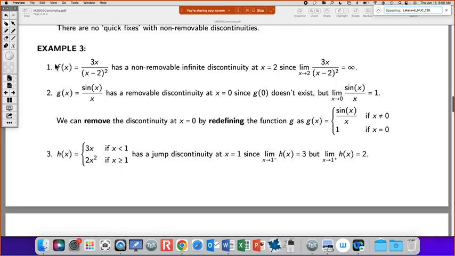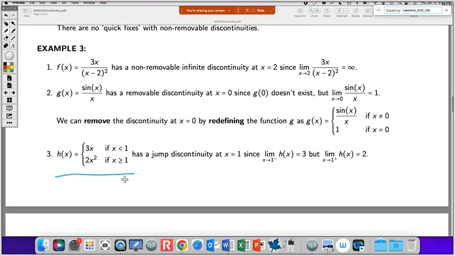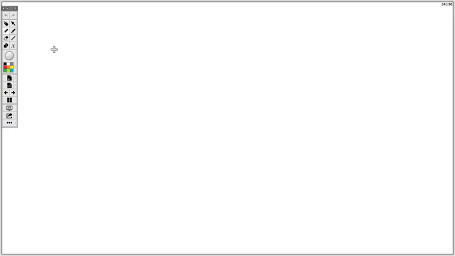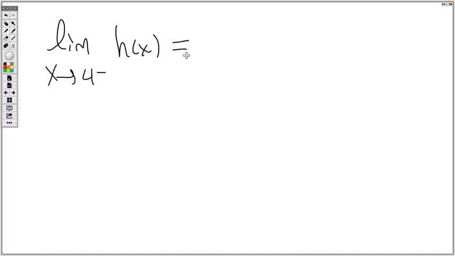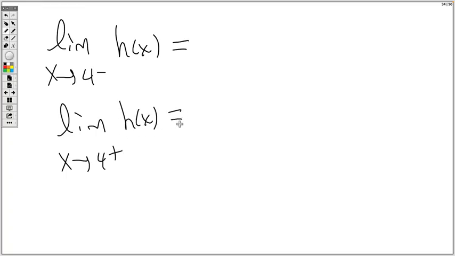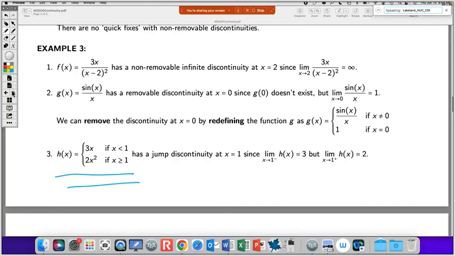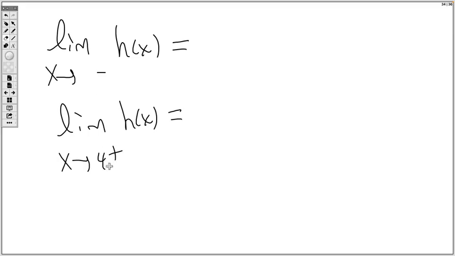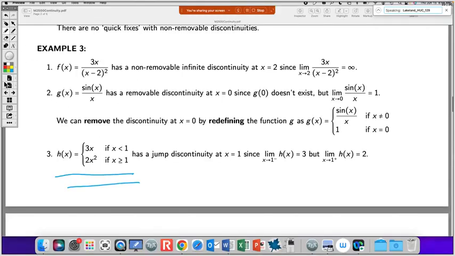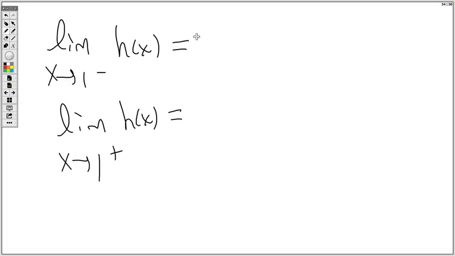Now, if we look at what was going on with h, the limit didn't exist. I'm sorry, we were going to 1, not 4. But the reason the limit didn't exist at h is that we didn't get infinities out, we just got two different numbers. So we had a jump happening.